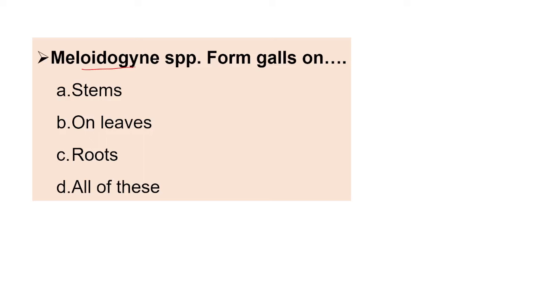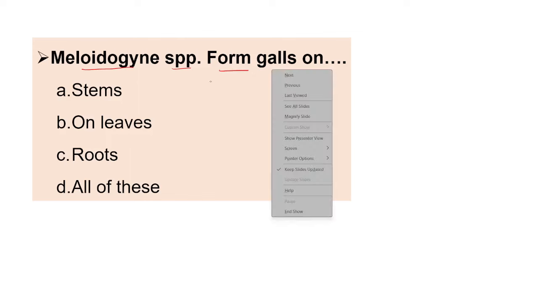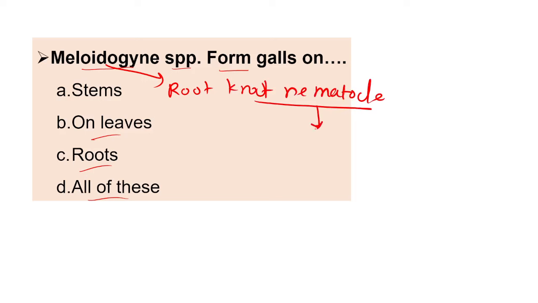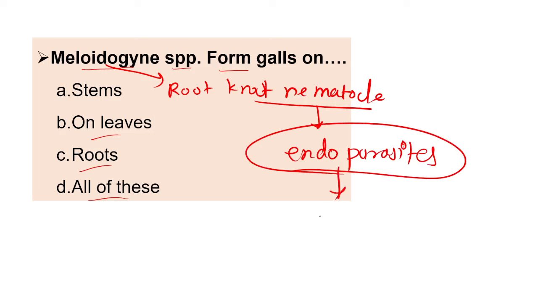Our next question is: Meloidogyne species forms gall on. Options are A stems, B leaves, option C roots, and option D all of these. Meloidogyne is nothing but the root knot nematode. And we all know that nematodes are generally endoparasitic in nature, primarily attacking the roots and forming galls on the roots. That's why our correct answer is option C, roots.